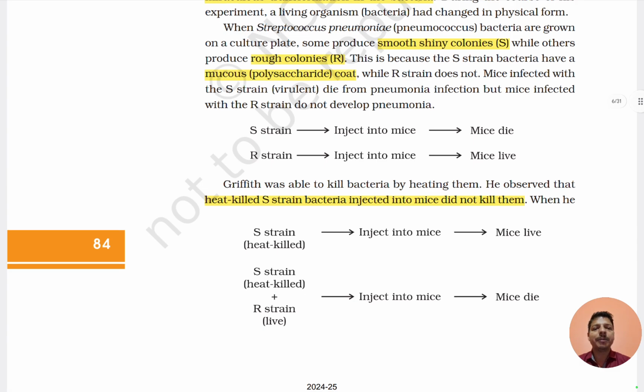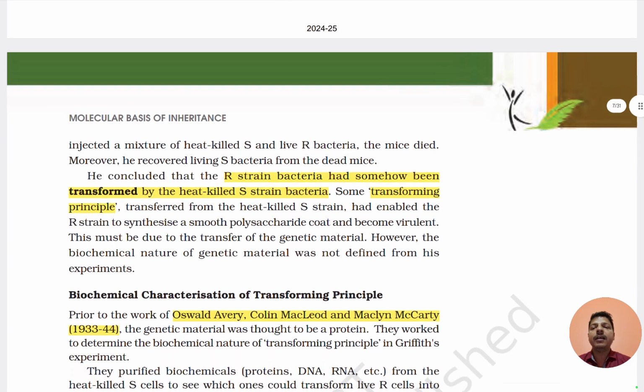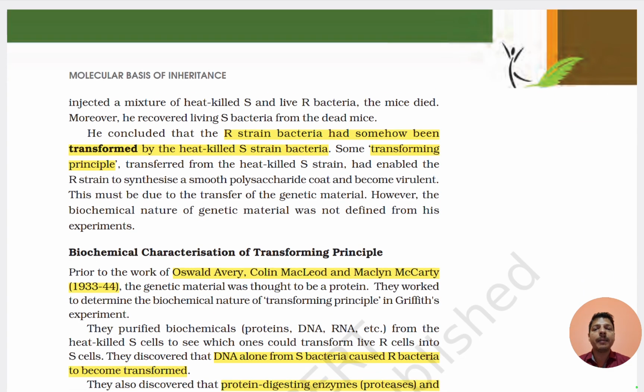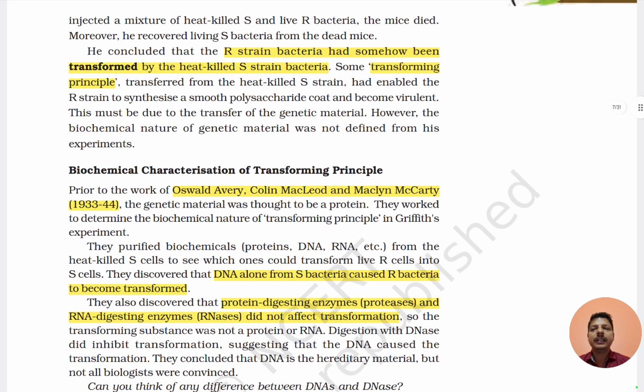Mice infected with the S strain die from pneumonia infection, but mice infected with the R strain do not develop pneumonia. In the same experiment, Griffith killed bacteria by heating them, and he observed that heat-killed S strain bacteria injected into mice did not kill them. But when he injected a mixture of heat-killed S and live R bacteria, the mice died. He concluded that the R strain bacteria had somehow been transformed by the heat-killed S strain. Some transforming principle, transferred from the heat-killed S strain, had enabled the R strain to synthesize a smooth polysaccharide coat and become virulent. Still, it was not properly clear what the genetic material was.